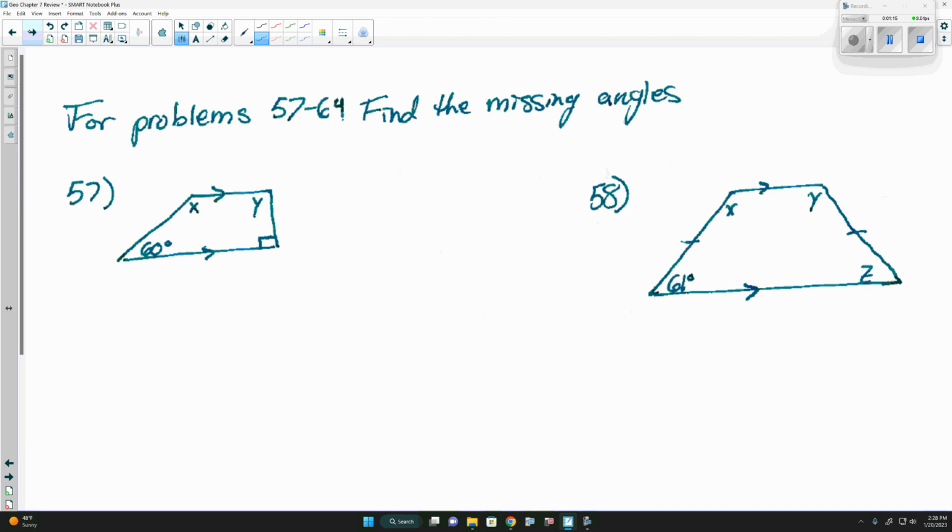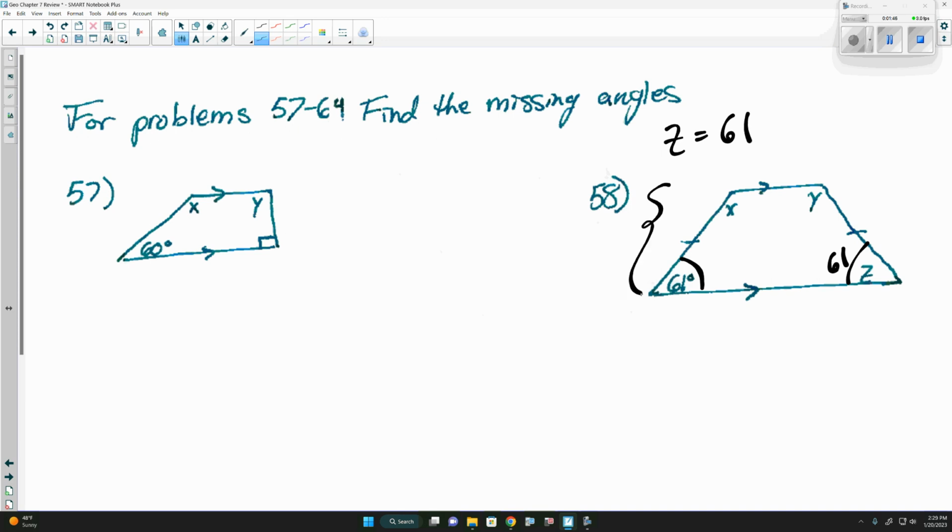All right, guys, are there questions on 57 or 58? Since 58 is an isosceles triangle, we know the base angles are congruent. So since this angle is 61, it means this angle is also 61. So Z is equal to 61 degrees.